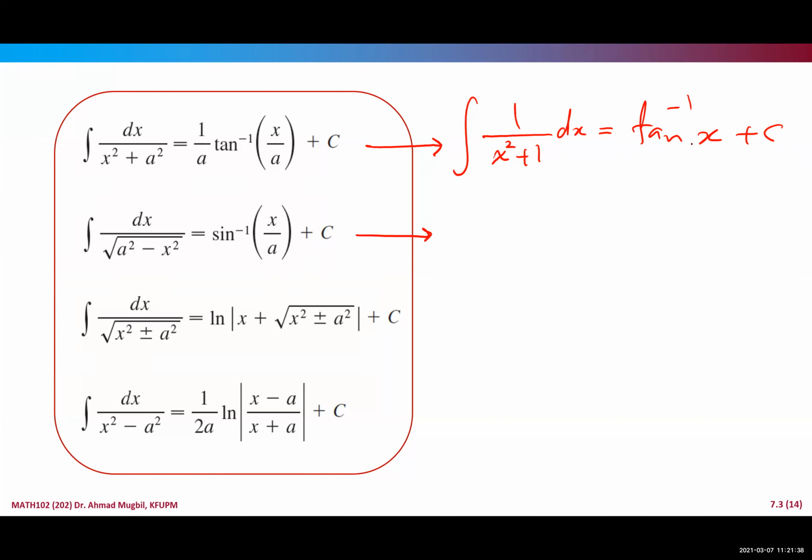So now this is equal to tan inverse. Notice, guys, there is a similarity between this and this. You can connect them. The only difference is that here, instead of 1, we have a squared. It is the same. So if you have a squared here instead of 1, you will have just a here, and here you will have 1 over a, just like that.